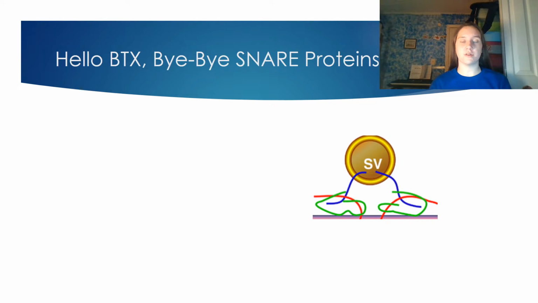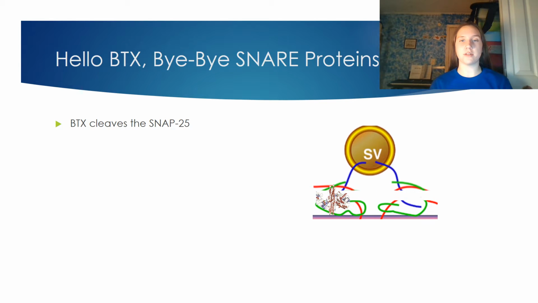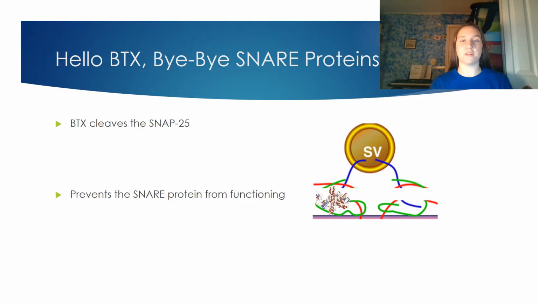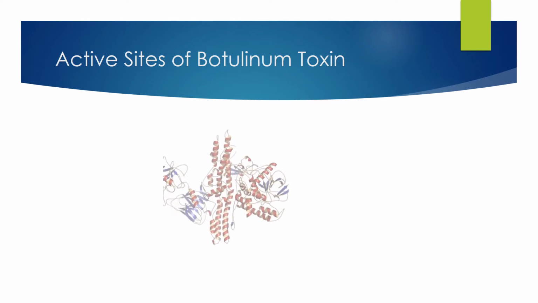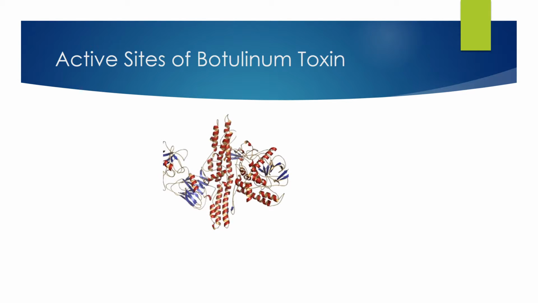When introduced into an organism, botulinum toxin cleaves SNAP25, one of the snare proteins responsible for vesicle fusion in the neurons. And then, because the vesicle cannot be fused, the neurotransmitters are not released, so the signal cannot be continued onto other neurons. BTX is able to do this by attaching to SNAP25 using the active sites located on the right side of the image in the middle of the screen.